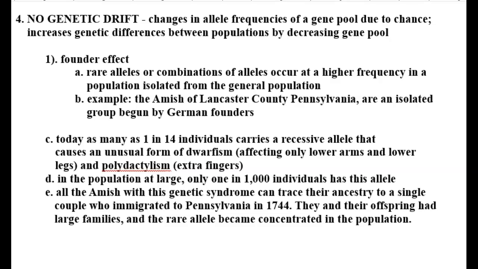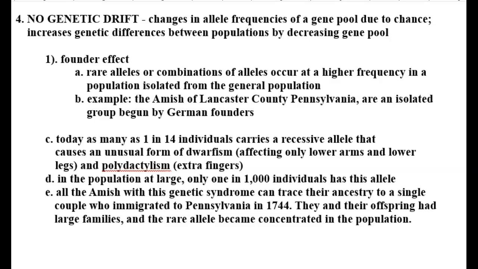Allele frequencies change due to chance, and this increases genetic differences between populations. It's going to decrease the gene pool. I will show you an example with those lizards that I showed you at first. And here's another example of a founder effect, someone founding a colony or something. Rare alleles or combinations of alleles occur at a higher frequency in a population isolated from the general population.